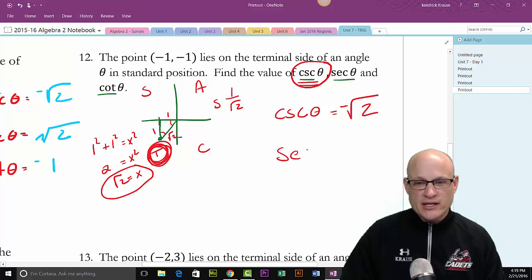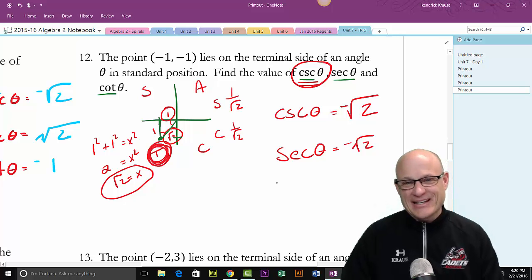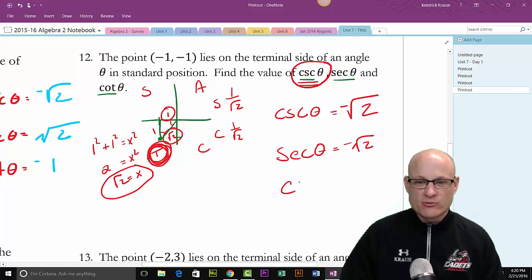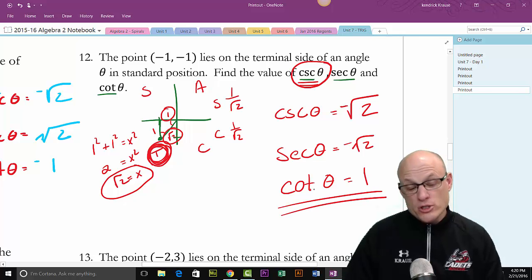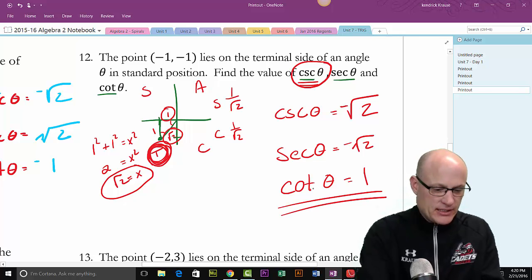Now I'm going to do secant theta. Well, secant is the reciprocal of cosine, and cosine is also 1 over radical 2. So if I flip that, I get radical 2 over 1, or just radical 2, but it's also negative in that quadrant. And cotangent then would just be 1 over 1, which is just 1. It's positive in that quadrant. We're good. There we go. All right, moving on, kids.